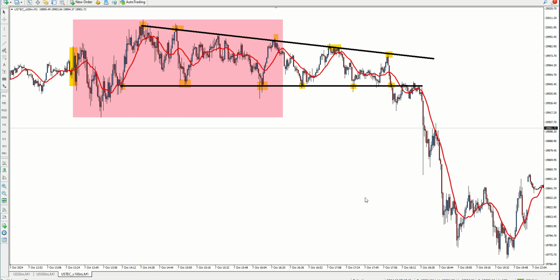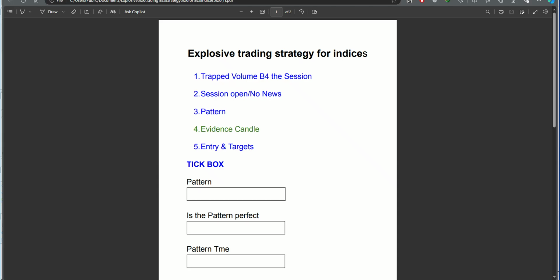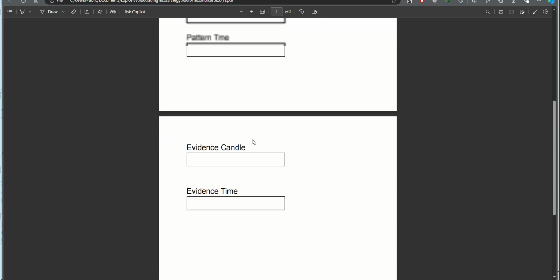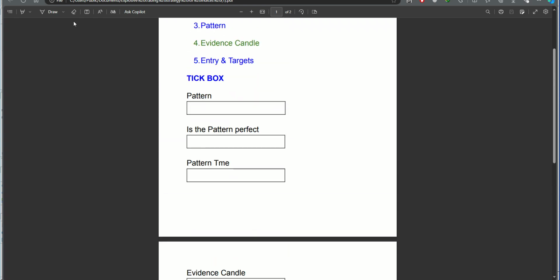So what did we say? Now, do we have a chart pattern? There's something I have for you, which I said if you send me an email, I'm going to send you. This is a checkbox, or a tick box. You don't execute until all these things have been ticked. First of all, do you have a pattern?